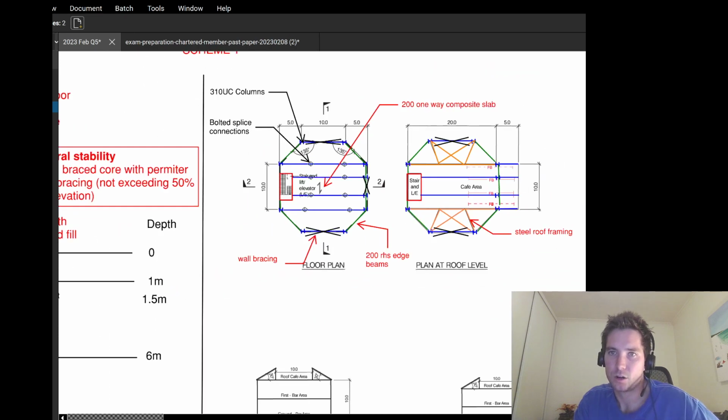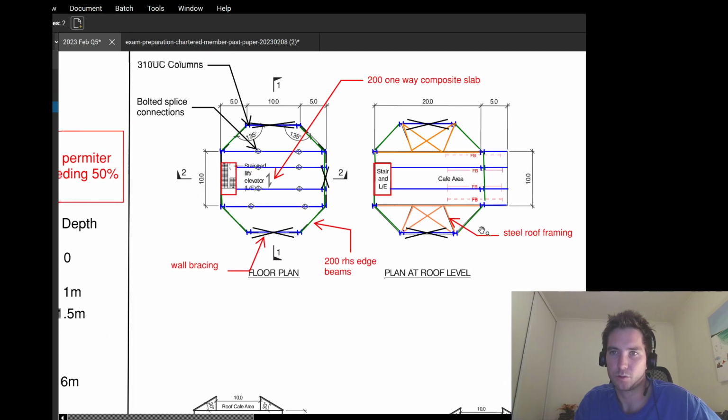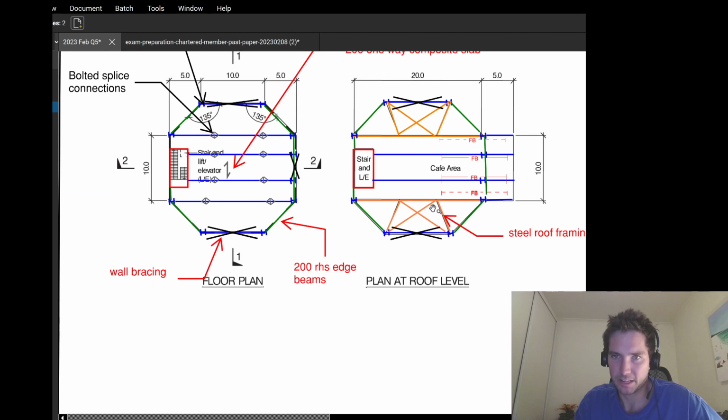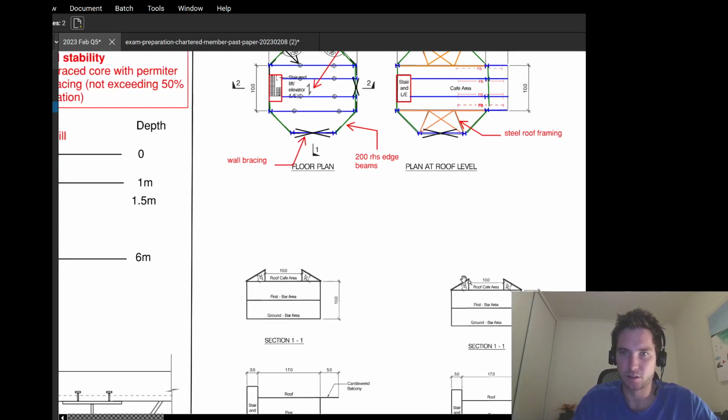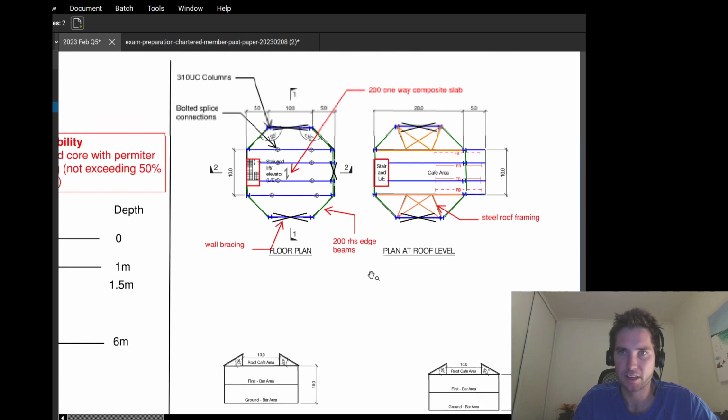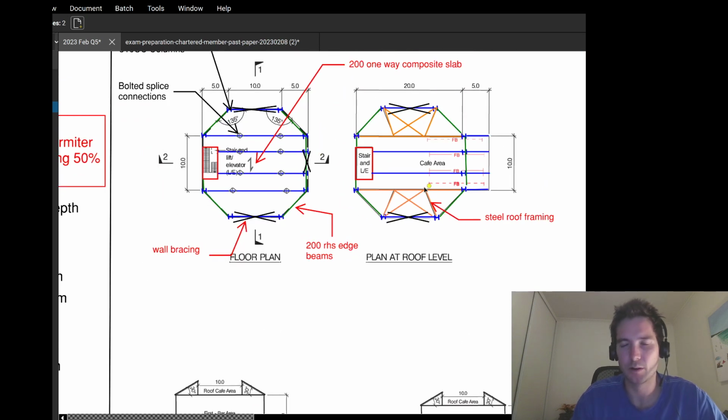So having a look at the roof level, I got a bit lazy here. I probably would put in those actual members, but so that is this sort of like little roof that they're showing here, and I've just said steel roof framing. So I probably prefer to actually do some rule of thumbs to size what those members are, but yeah, I've got some roof bracing here.